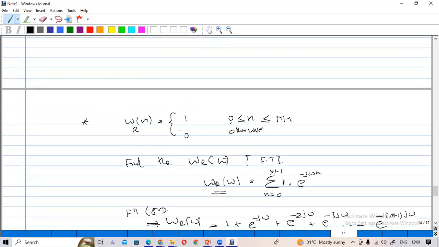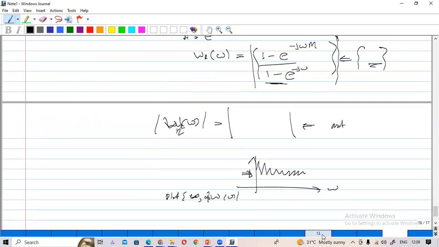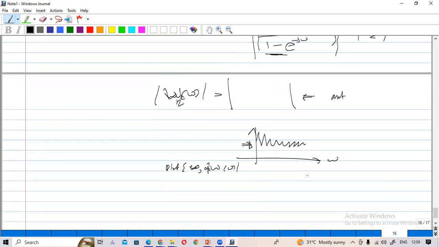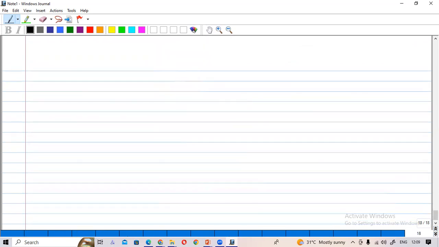So here we have found the frequency response of the rectangular window function. It is somewhat like this. This one we use mainly to estimate the side lobes of the filter. I will explain it, what that is.